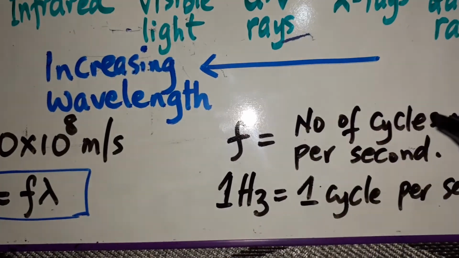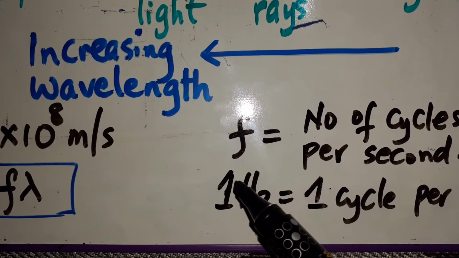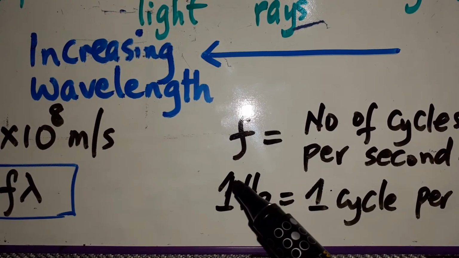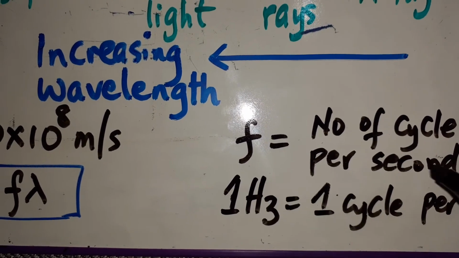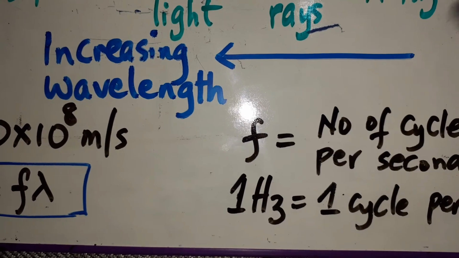So frequency means the number of cycles that are made per second. 1 hertz means 1 cycle per second. Remember, a hertz is the unit of frequency.